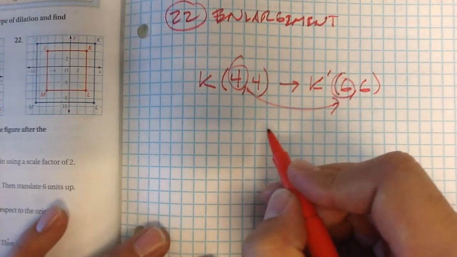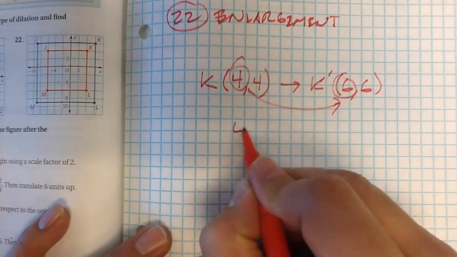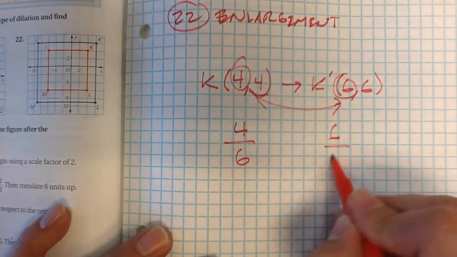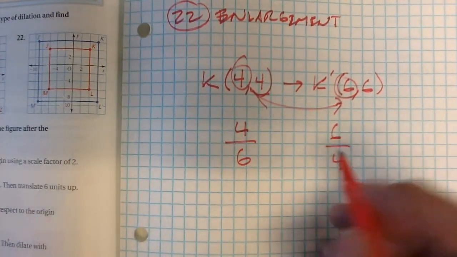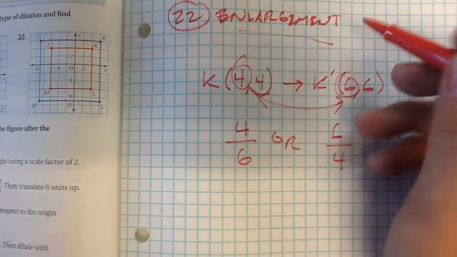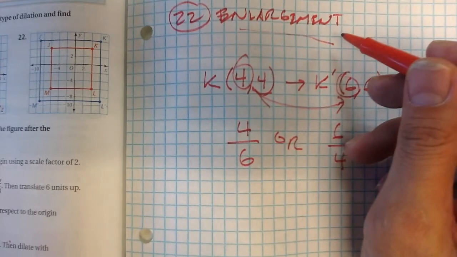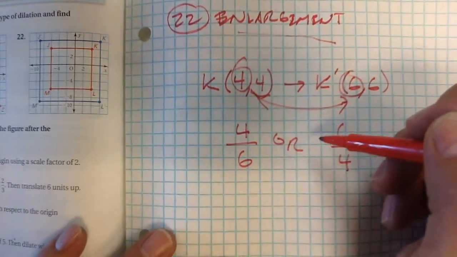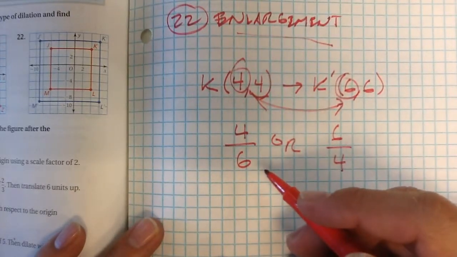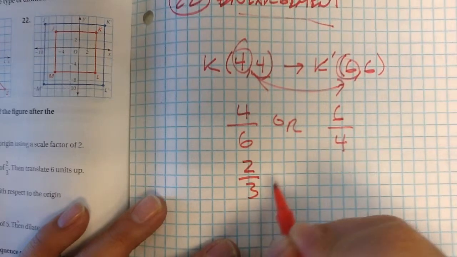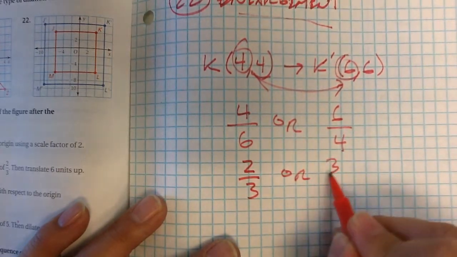Now, the question I usually get at this point is, well, Mr. Honda, should the scale factor then be 4 over 6, or should it be 6 over 4? All right, well, the answer to that is up here. Okay, we've already figured out that this is an enlargement. Okay, and with enlargements, the scale factor ratio should always be a number bigger than 1. Okay, so if I take a look at these, and actually I should reduce them too. So this reduces down to 2/3, this reduces down to 3/2.